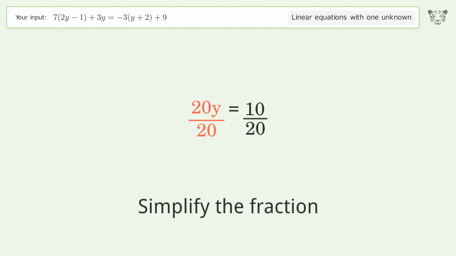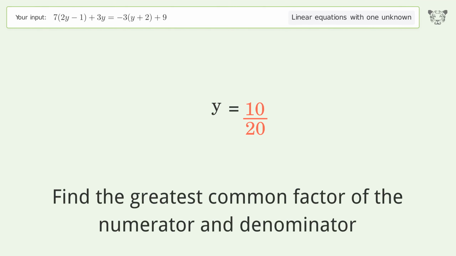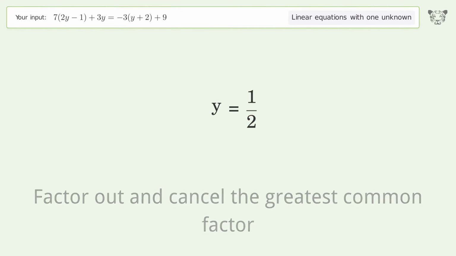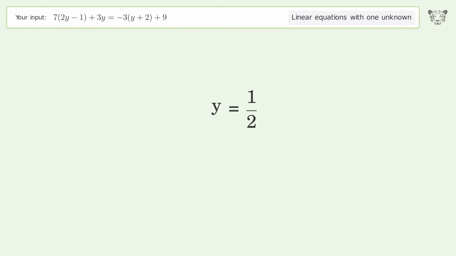Simplify the fraction. Find the greatest common factor of the numerator and denominator. Factor out and cancel the greatest common factor. And so the final result is y equals 1 over 2.